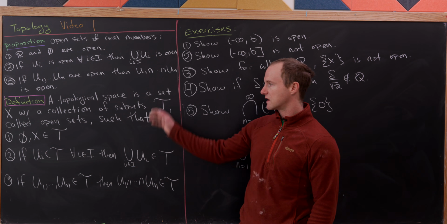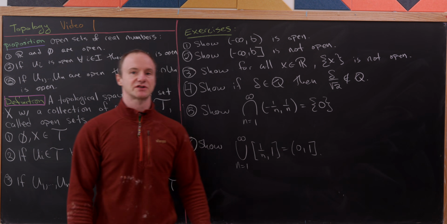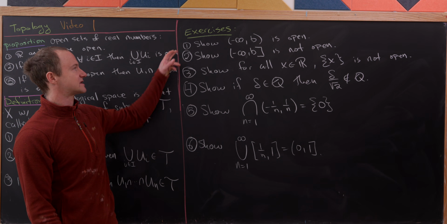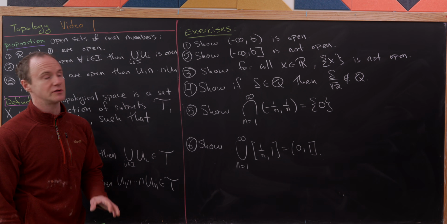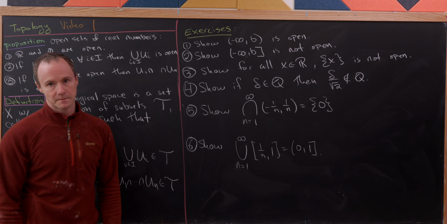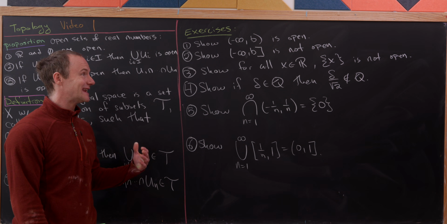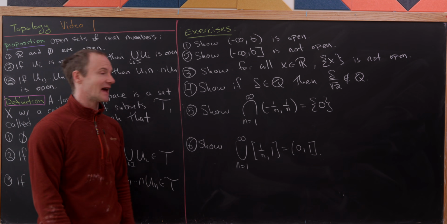But this is like the final part of the material that we'll see today, but I will leave you with some exercises. So I've got 6. The first is to show that the interval from -infinity to b, not including b, is open. But if you include b, it's not open. Next is to show that any singleton is not open. So that would be the singleton containing x.